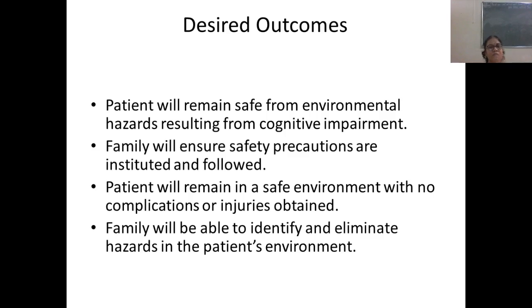Desired outcomes are: patient will remain safe from environmental hazards resulting from cognitive impairment. Family will ensure safety precautions are instituted and followed. Patient will remain in a safe environment with no complications or injuries. Family will be able to identify and eliminate hazards in the patient's environment.